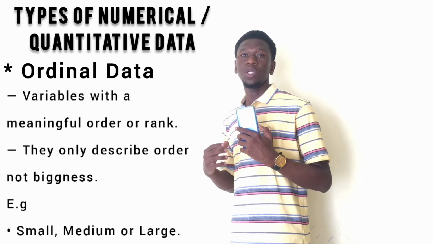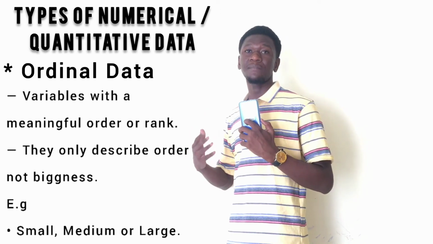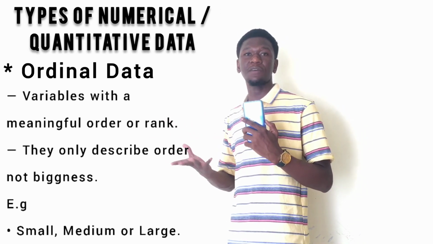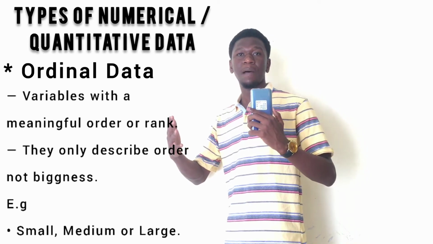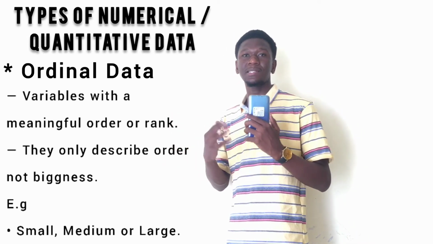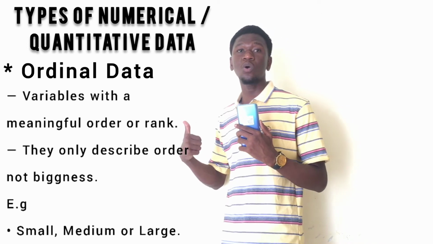Katika ordinal ndo kuna rank. How does it look like? Inaonekana vipi? Ni kikubwa ama kidogo au cha size ya kati, and all of that. That is so called ordinal attribute data.